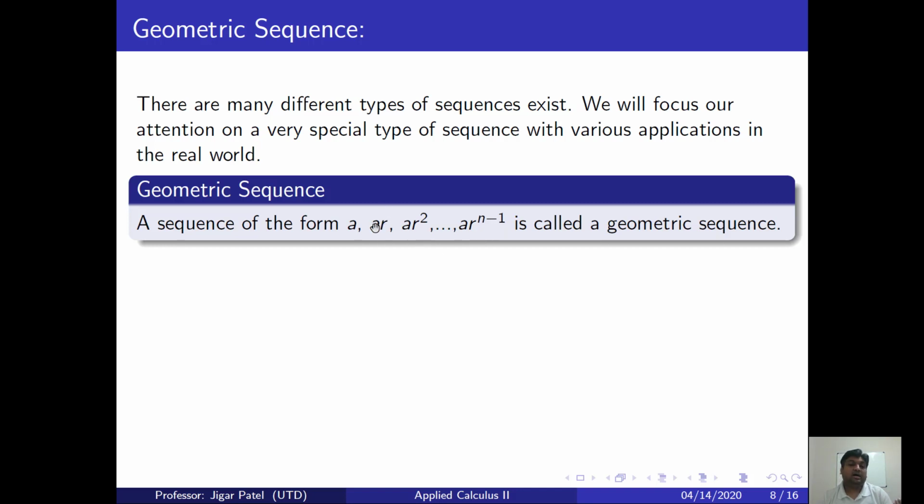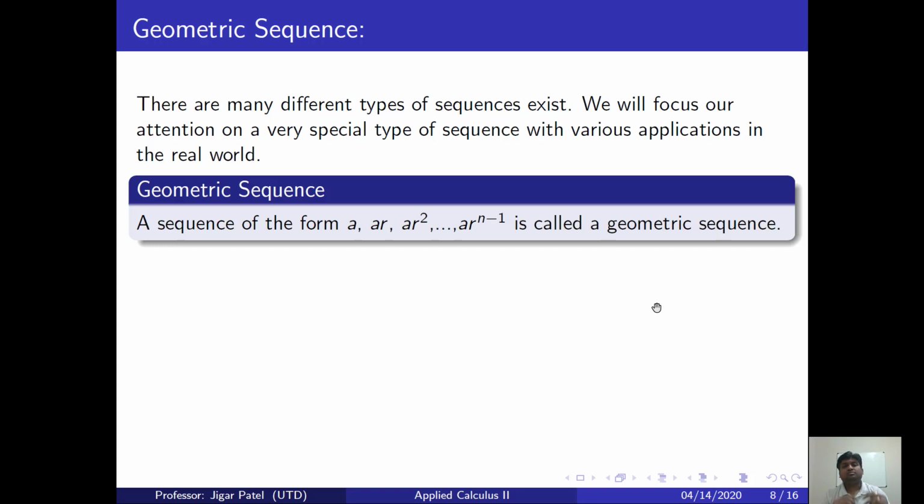Likewise, I want you to notice that each term has one less power of R than the term number. Alright, first term has 0 power of R. Second term has 1 power of R. Third term has 2 power of R. Right? So, the power of R is 1 less than the term number. Nth term will have n minus 1 power of R. Okay, a sequence in this format is called a geometric sequence.